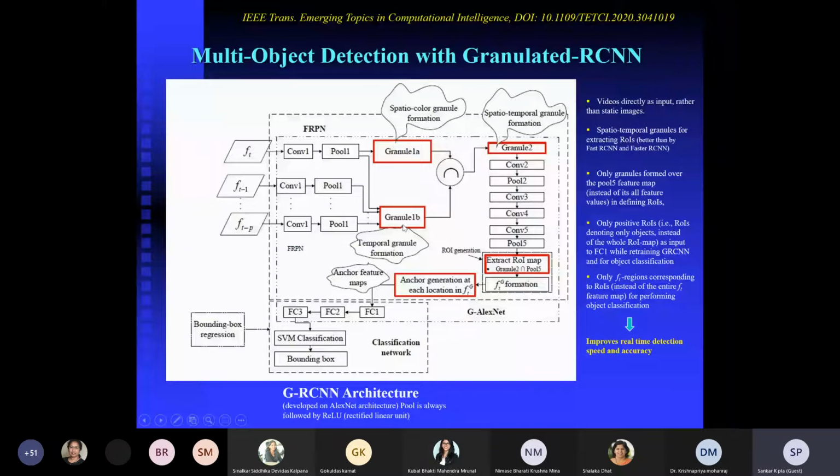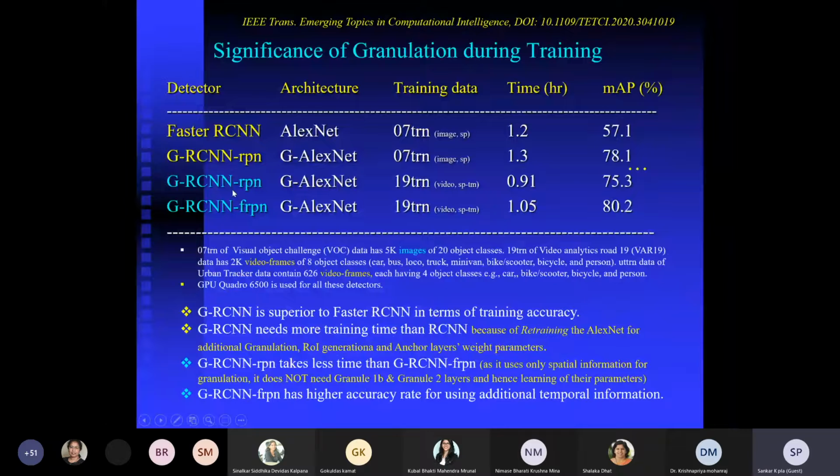Similarly, if you take only the spatial information, and if you take both spatial and temporal information, it gives a better result. Here also you take a little more time. So GRCNN is superior to RCNN in terms of training accuracy. GRCNN needs more training time than RCNN because of retraining the AlexNet for additional granulation, RoI generation, and color generation. That's why GRRPN takes less time than GRFPN, as it uses only spatial information and does not need granule 1, 2 for the temporal layer.